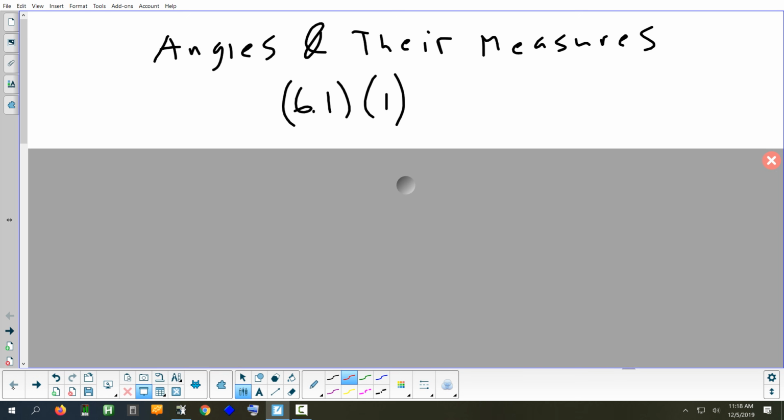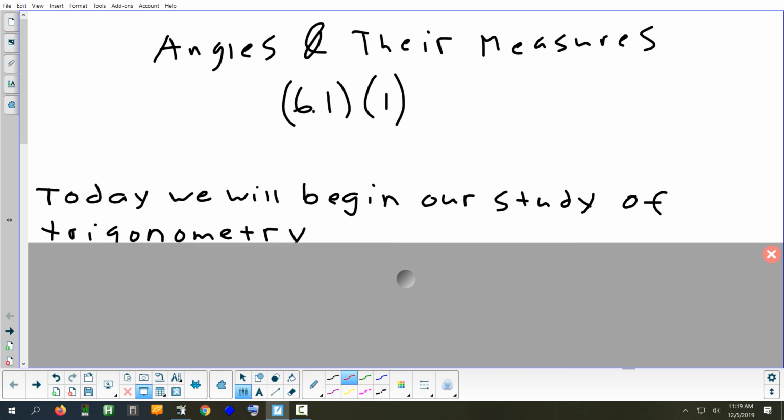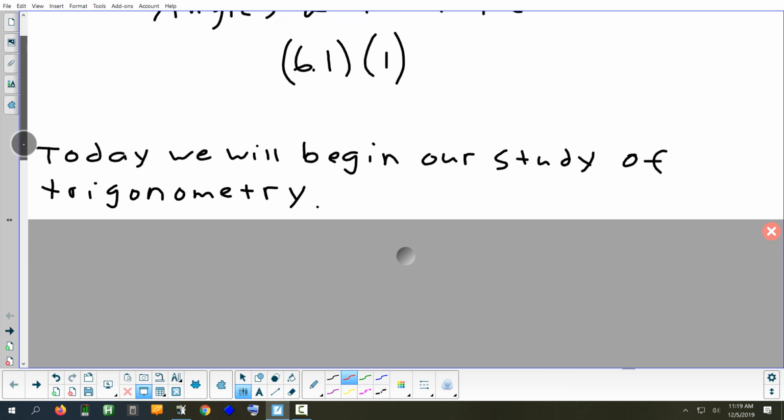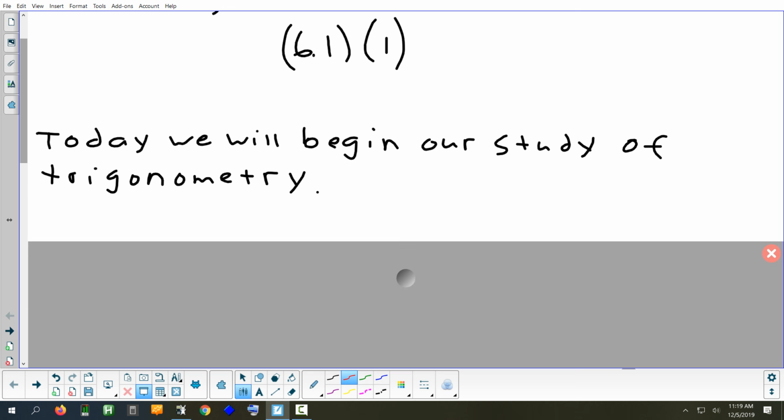So, one thing we are going to do a lot with is angles. And we're going to talk today about how we measure them. So I'll define what an angle is, how we measure it, the units we use, stuff like that. All right, so we're going to start looking at trigonometry.